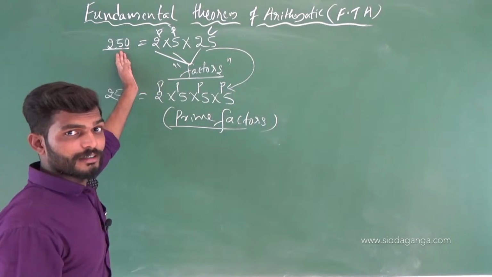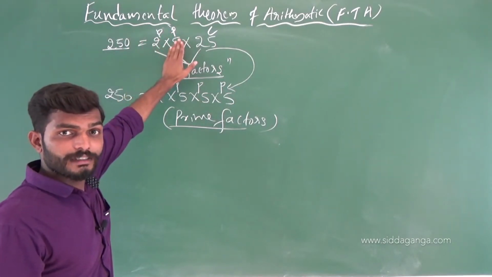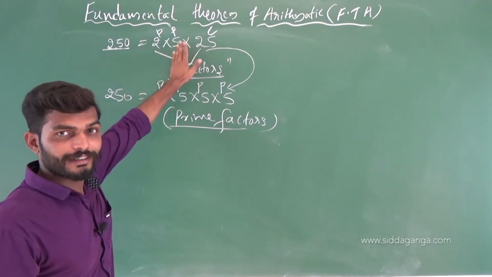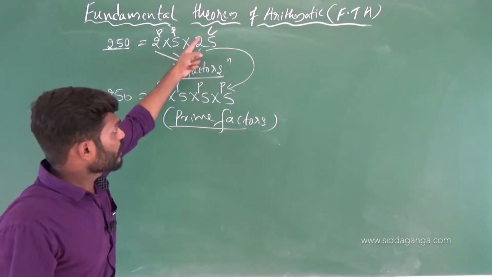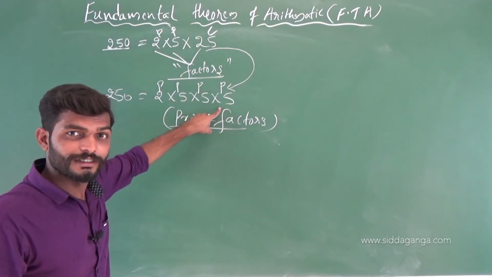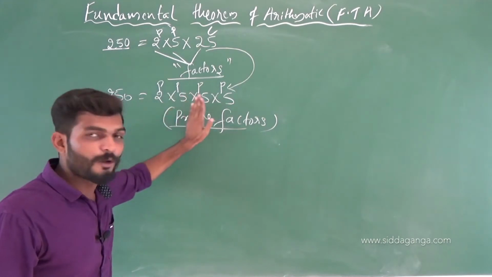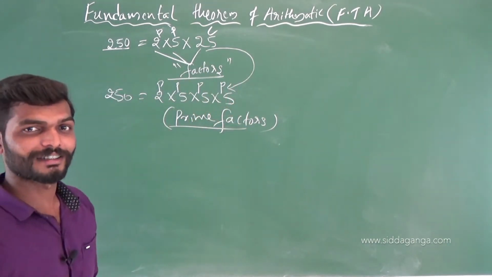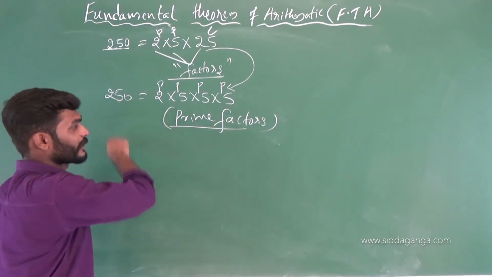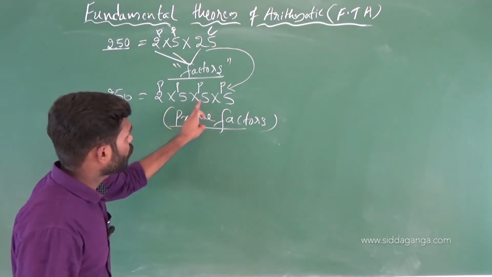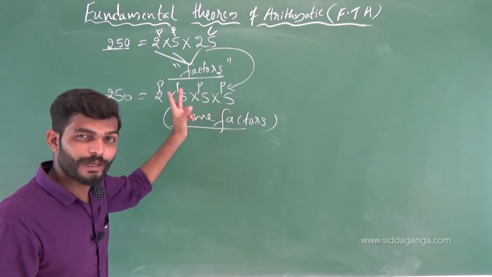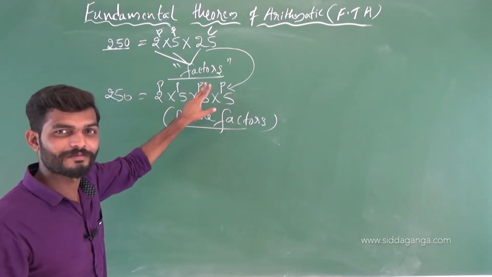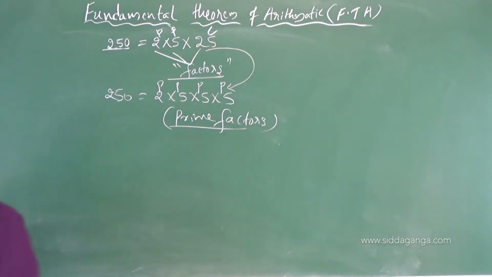Any number can be expressed as a product of its factors, which in turn can be broken down into a product of only prime factors. Therefore 250 I wrote as a product of prime numbers only, or prime factors only. Followed? Now I take your textbook example.